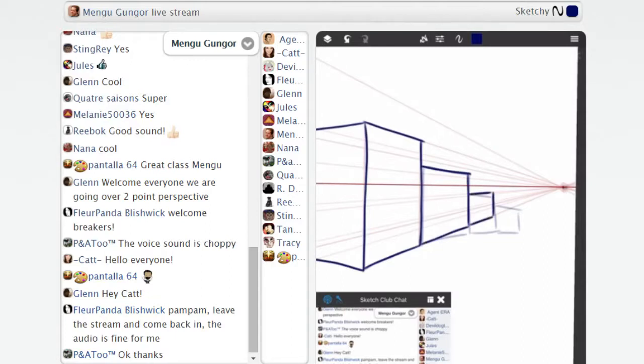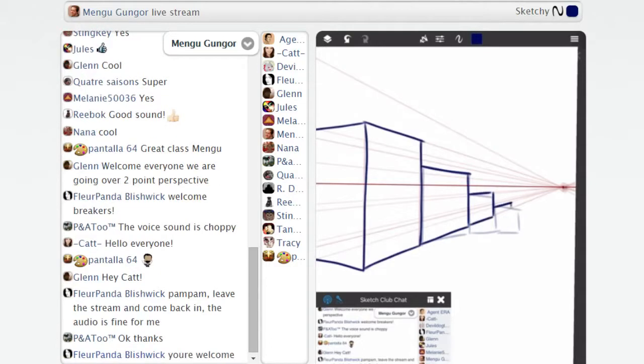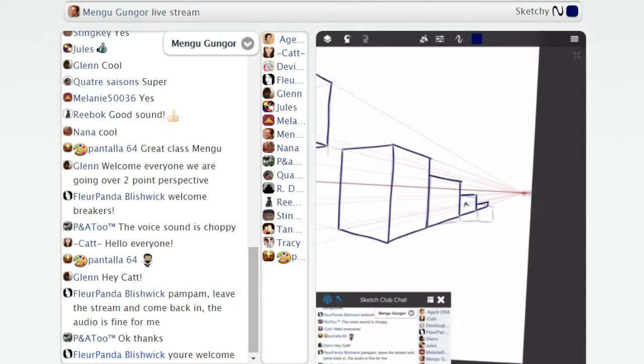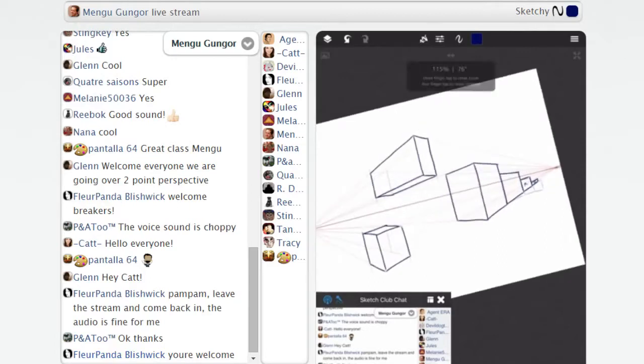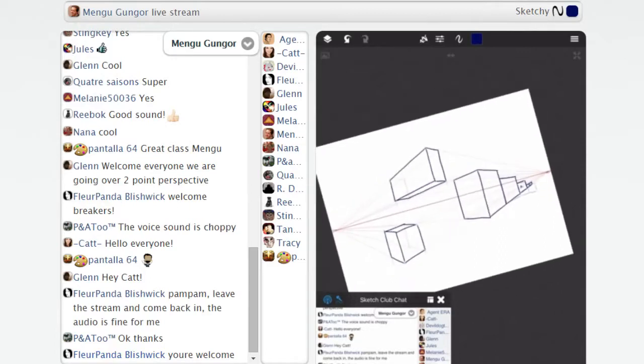And then the next one is actually going to go up a little bit, it looks like, and follow this line. And the next one, I want a shorter building, so it's going to be down here. And of course, these two buildings are below the horizon line, so I should be seeing their rooftops.